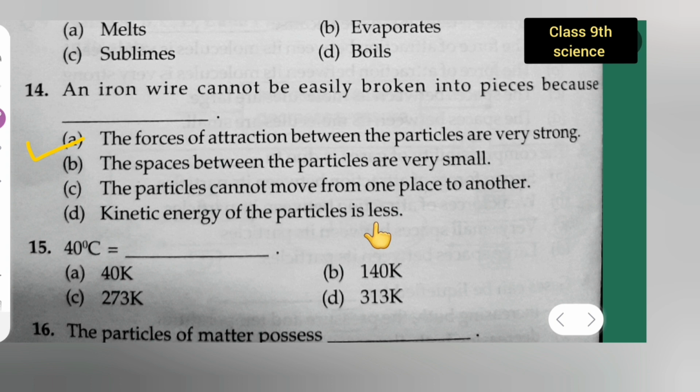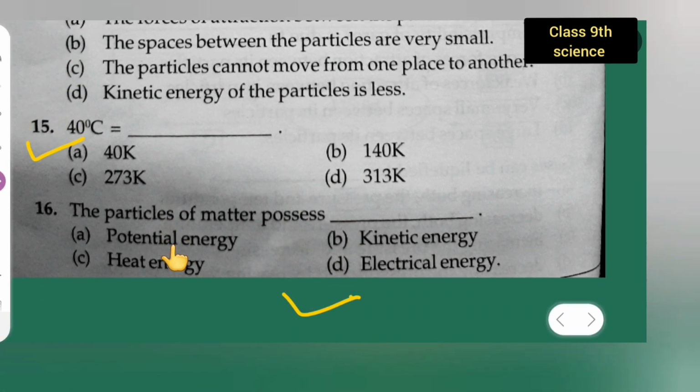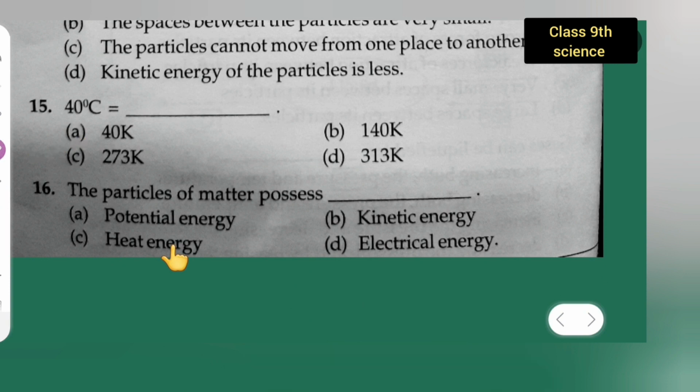Moving towards the next question, that is question number 15. 40 degrees Celsius is equal to dash Kelvin. So 313 Kelvin. Okay, so D is the correct option. Option D is the correct answer for it. So here 313 is the correct answer, I have said, right?